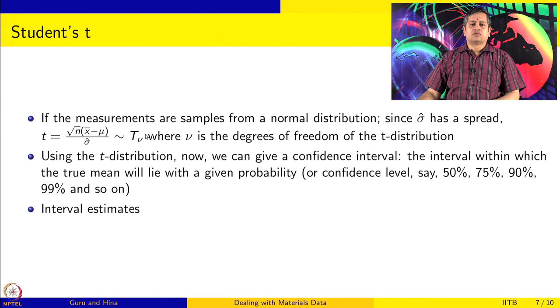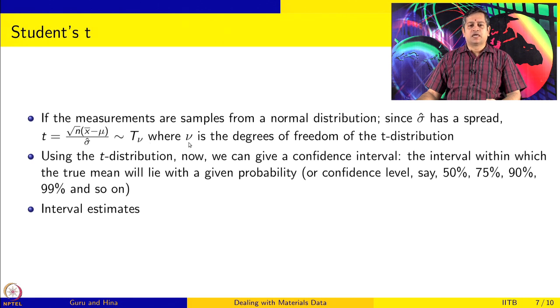Now, let us go back to estimating the mean. If the measurements are samples from a normal distribution, so we are making here an assumption about the distribution from which this data is sampled, and since the variance has a spread, we have to look at this quantity, root n times x bar minus mu by sigma hat, or x bar minus mu by sigma hat by root n, and that goes as a t distribution.